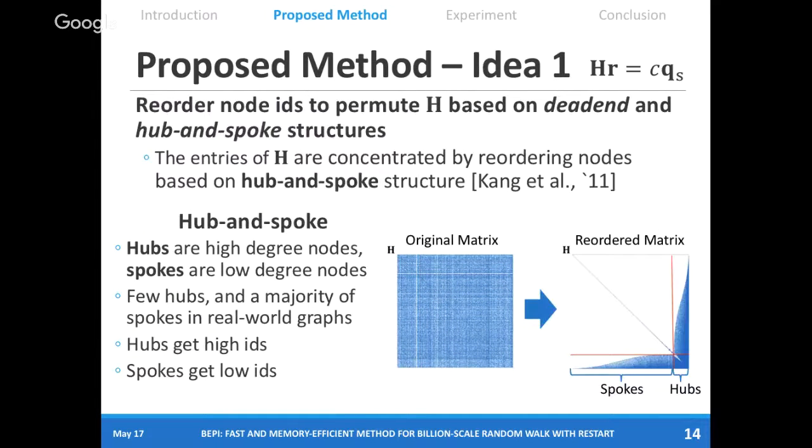We also exploit the hub-and-spoke structure. According to previous work, the entries of H_S are concentrated by reordering nodes based on hub-and-spoke structures. In the hub-and-spoke structure, hubs are high-degree nodes and spokes are low-degree nodes, and there are few hubs and a majority of spokes in real-world graphs. In the hub-and-spoke reordering method, we assign high node IDs to hubs, and we assign low node IDs to spokes. So the original matrix is permuted like this.